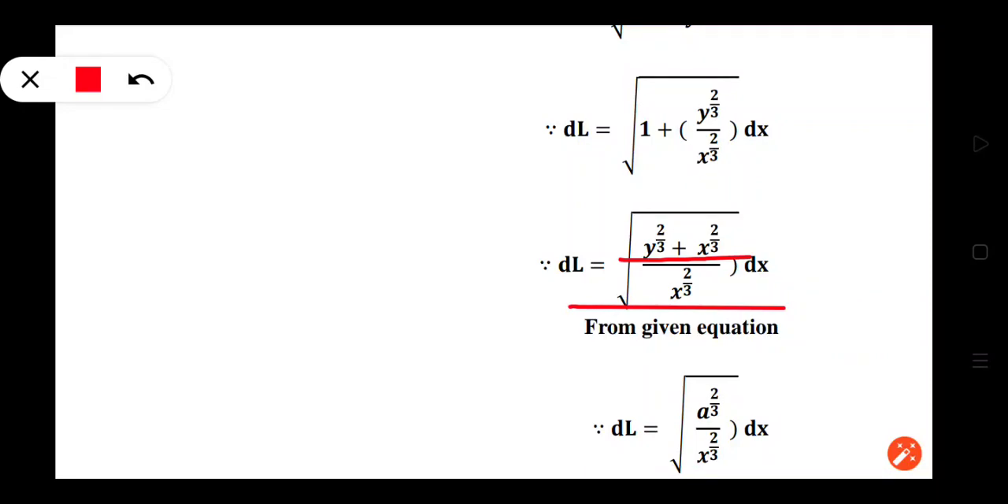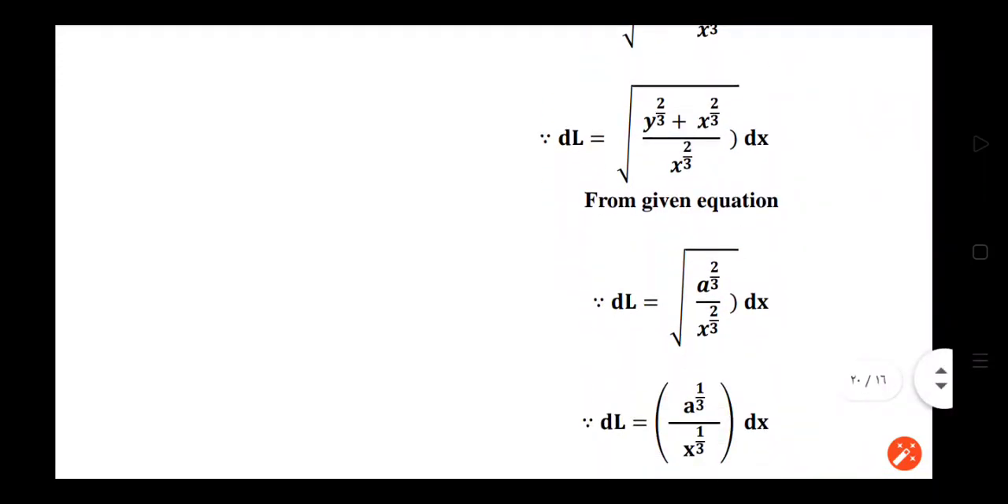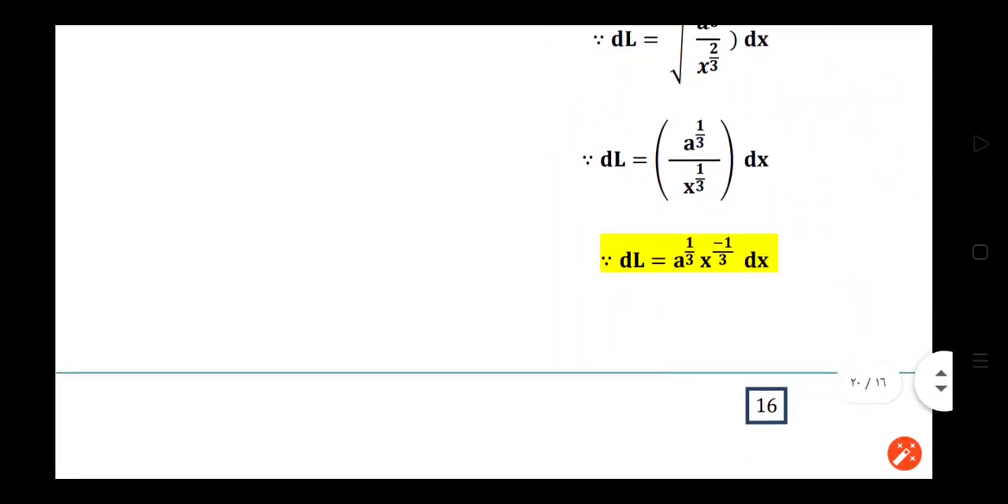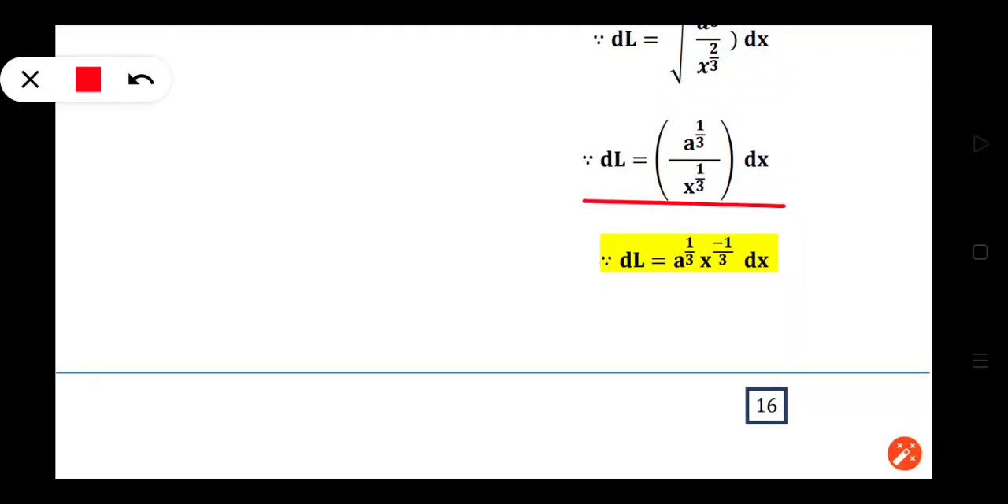Here we can use the equation of the asteroid. That means x power 2 over 3 plus y to the power 2 over 3 equals a to the power 2 over 3, to find dL. By taking the root, dL will be a power 1 over 3 over x power 1 over 3 dx. So dL equals a power 1 over 3 times x power negative 1 over 3 dx. We can now find dm, which is equal to lambda dL.